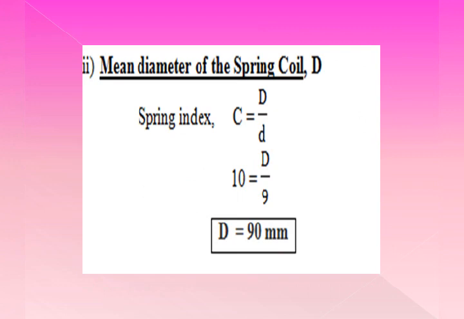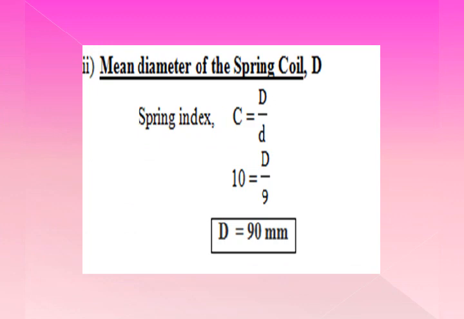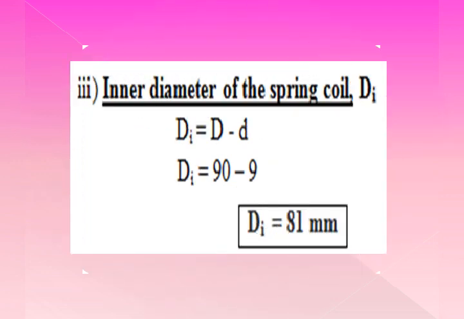After obtaining the value of wire diameter d, now we'll evaluate the mean diameter of the spring coil, capital D, by using the spring index equation. Capital C is equal to capital D by d. So 10 is equal to capital D by 9, or capital D is equal to 90 mm. This is the required value of mean diameter of the spring coil, that is capital D is equal to 90 mm.